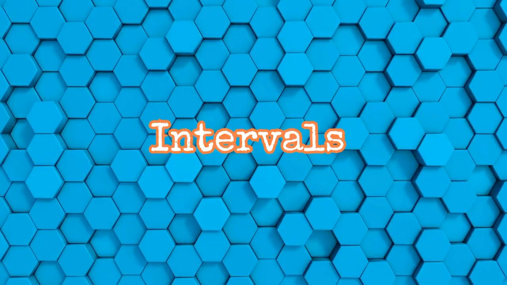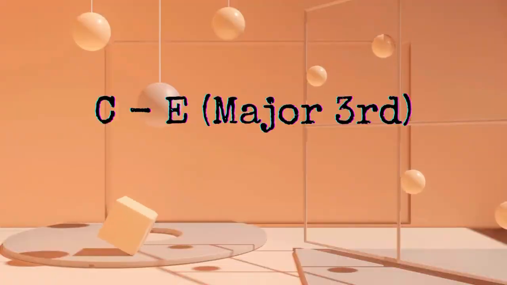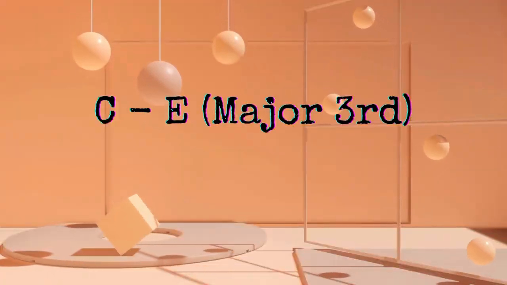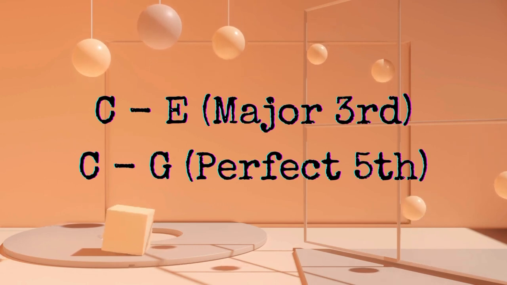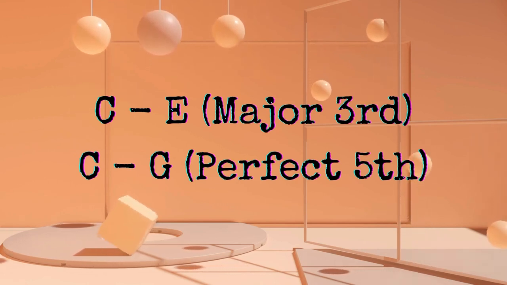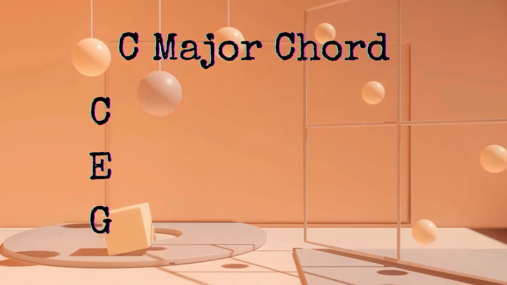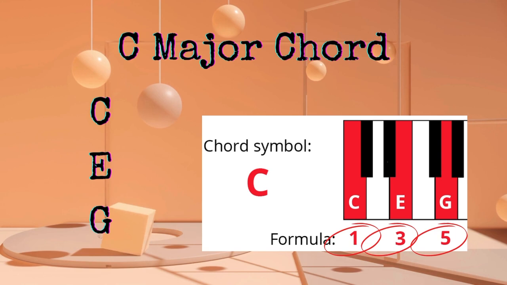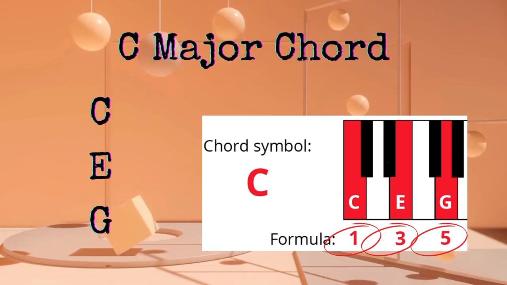Well, remember a minute ago how we talked about intervals? If you go from C to E, which is a major third, which we looked at earlier, and you go from C to G, which is a perfect fifth, so a 3 and a 5, and you take C, which is the 1, so 1, 3, 5, you build a C major chord. C, E, and G are the notes that compose a C major chord, the 1, the 3rd, and the 5th.